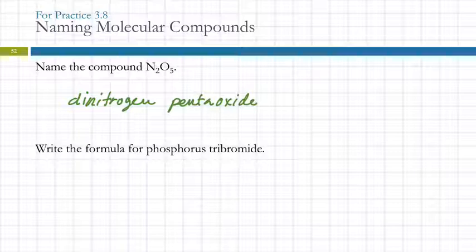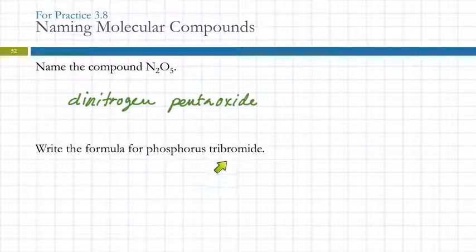What makes sense to me is if I left the element name, dinitrogen, pentaoxygen, it kind of sounds like maybe there's supposed to be some more. And so the "ide" is sort of like the period. It's like, okay, this is the end of the name. So all of the molecular compound names are going to end in "ide." So that second element will have "ide" in its name.